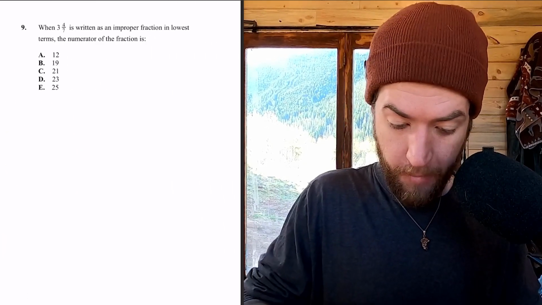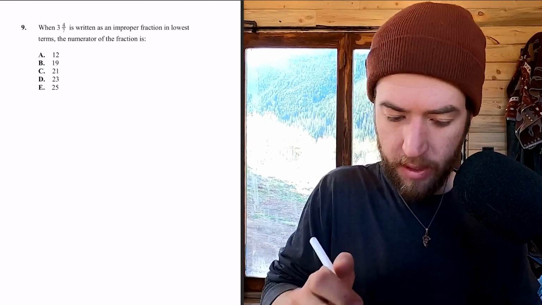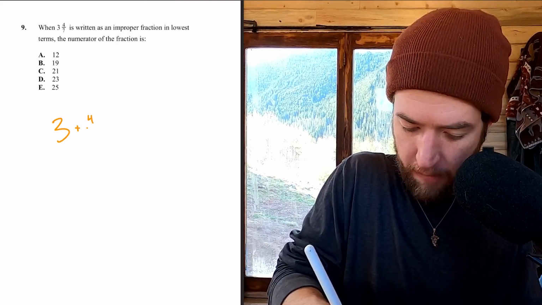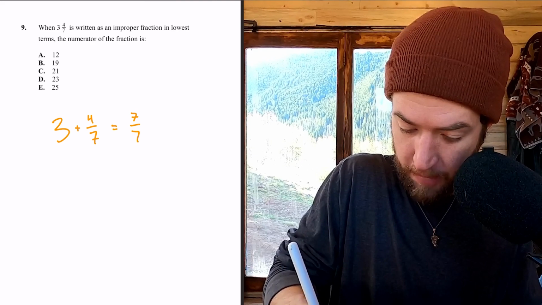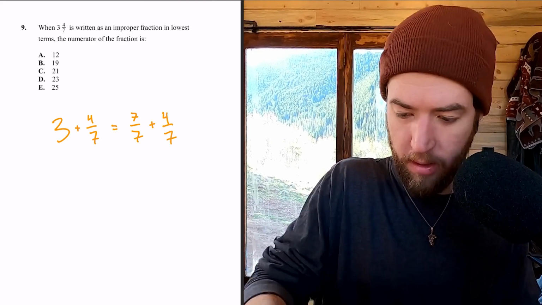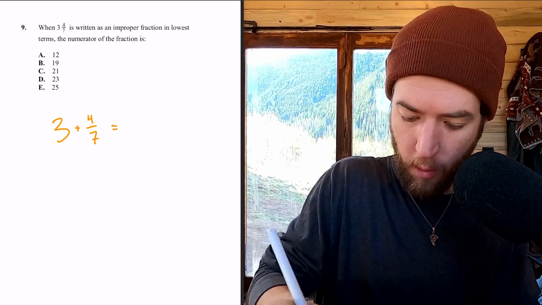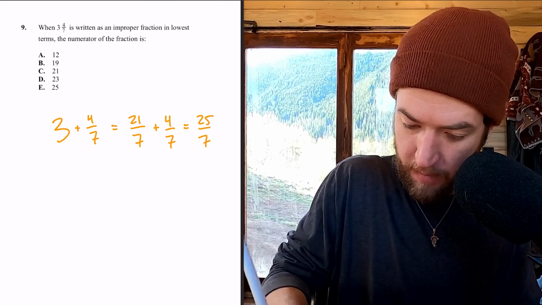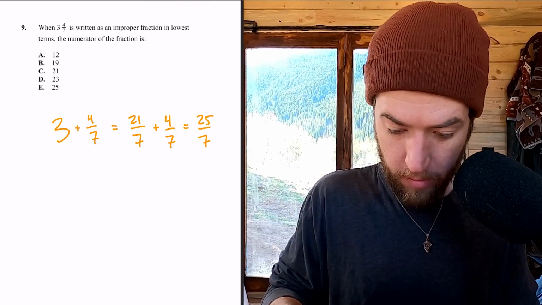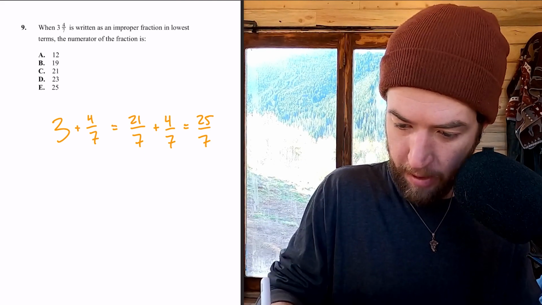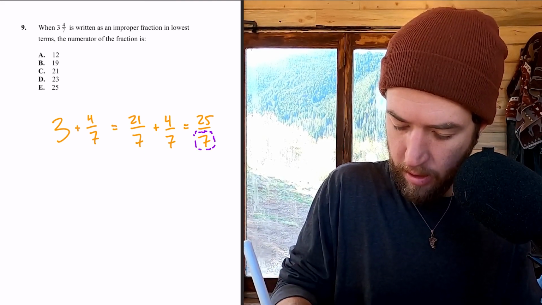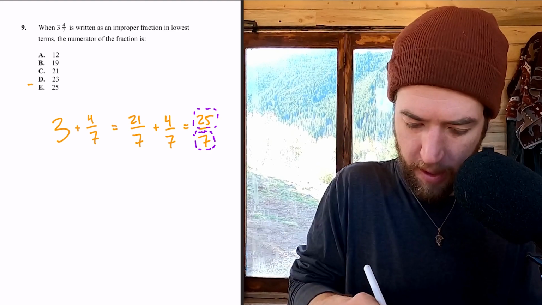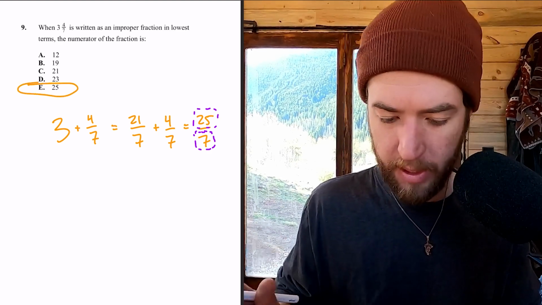All right, when 3 4/7 is written as an improper fraction in lowest terms, the numerator is, okay, so 3 + 4/7, 3 4/7, which is 7/7 and 4/7. Or, no, it's not. That's 1 4/7, sorry. 21/7 and 4/7 makes in total 25/7. And then in the lowest terms, the numerator of the fraction is, well, 7 is a prime number, unfortunately. And 25 is not divisible by anything but 5. So I think 25 is the lowest we can go there. Can't divide by 5, can't divide by 7. On to the next.